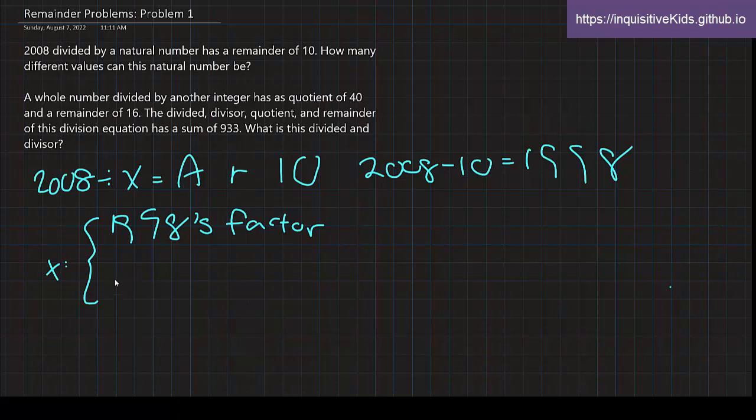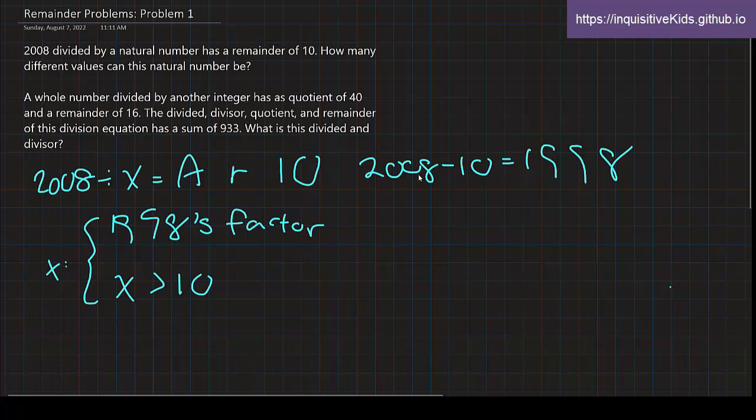we know that x has to be greater than 10, right? Because why? Well, after 2008 is divided by x, it has a remainder of 10. So the divisor cannot be less than or equal to the remainder, meaning that x has to be greater than 10. Well, let's look at all the different factors that 1998 has, shall we?